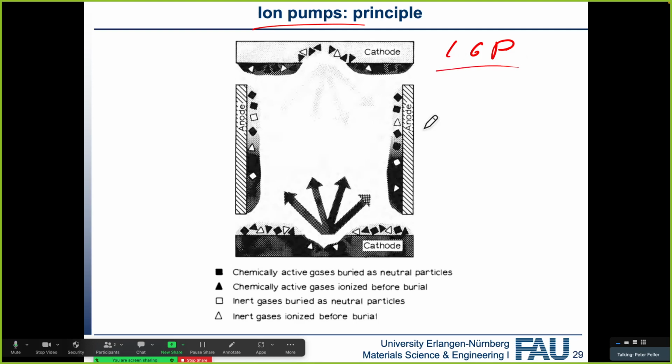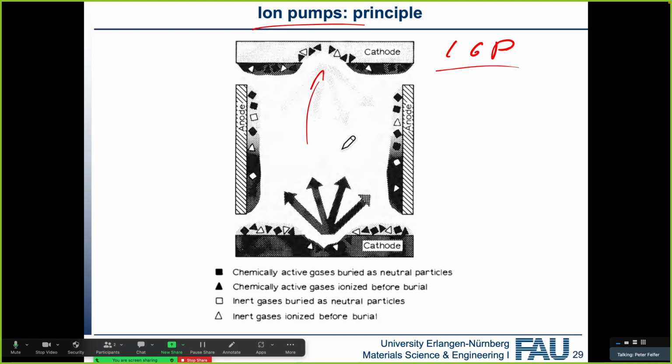And the way that they work is essentially that they have anodes and cathodes in two directions, and you produce a magnetic field that ionizes any gas atom that comes in, and then the gas atoms get accelerated towards the cathode, and thereby do two things. First of all, they might get buried, but also they can sputter the surface of the cathode, which is typically titanium, and by that action they produce fresh titanium surface. And then you have chemisorption again.